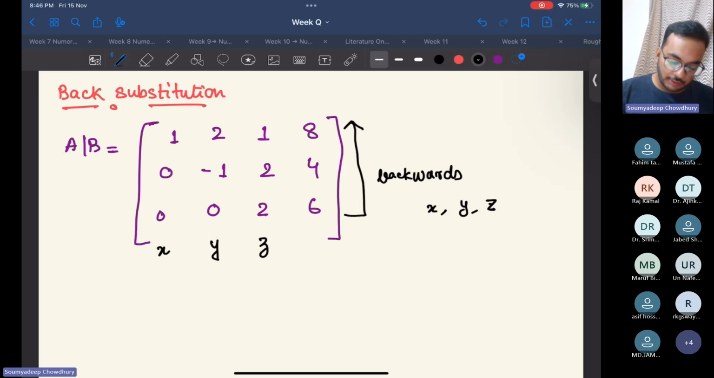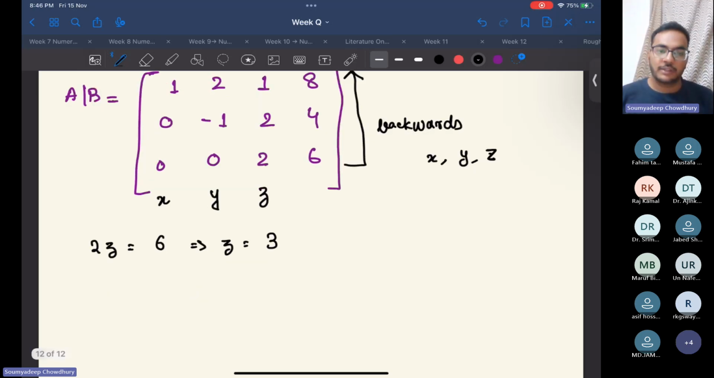So from the third row, what equation can you write in terms of x, y, and z? The coefficients of x and y are 0, you can see in the last column, right? Only the z coefficient is there. So you can write z into 2, so it is basically 2z equals 6. From this you can get z equals 3.